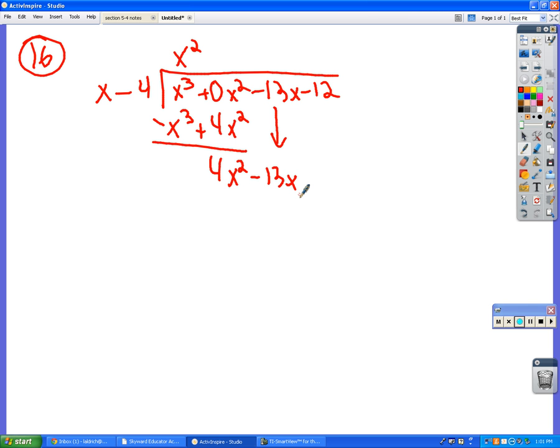What can I multiply x by to get 4x squared? Sydney? 4x. Okay, then Jordan, if I multiply that back through, I get what? I get 4x squared, and then minus 16x, right? And again, I'm going to go through and change the signs on there. Negative 13x plus 16x is 3x minus 12.